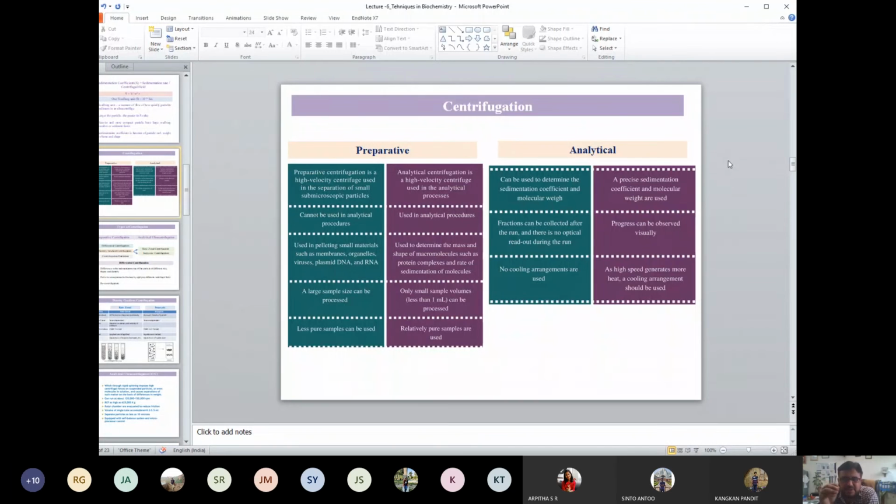In case of preparative, another small difference is that the cooling arrangement or the facility in the instrument is not as advanced as that of analytical, where we have different sensors and easily you can monitor different parameters like temperature, like scattering of light, etc. So these are some of the differences between the preparative and the analytical centrifugation.